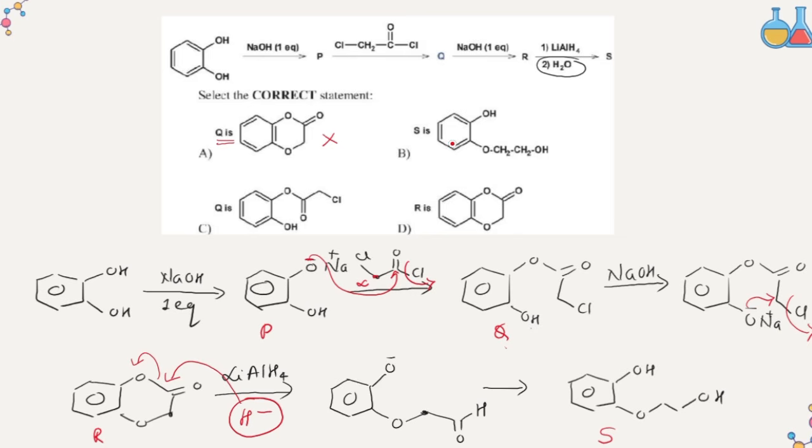Let's check for B. What is S? So this is our S. There is an OH, O, CH2CH2OH. This is absolutely correct. Let's check for option C. What is Q? Let's see here. O, CO, CH2Cl. This part is correct. Yeah, OH. This is also correct. So option C is also correct. Let's check for D. R is, so we have this benzene and the cyclic ester and the ether. This is also correct. So the right options are B, C, and D.